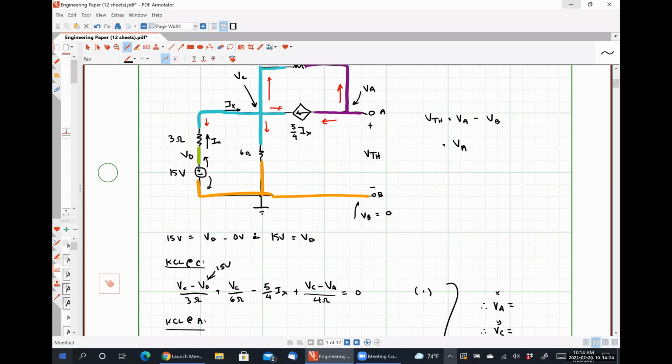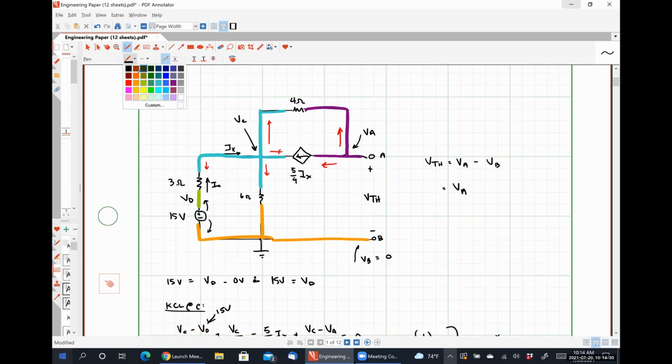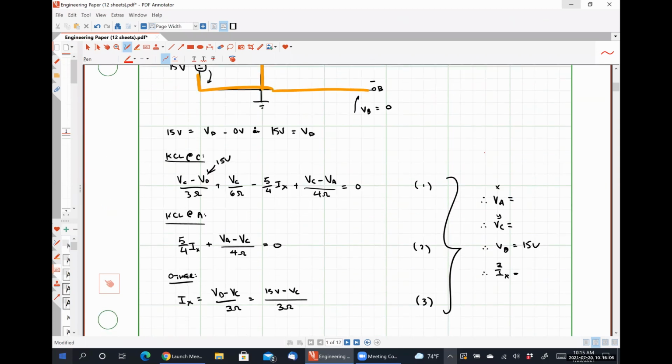So IX is VD minus VC over 3 ohms for the exact same reason that this current right here is VC minus VA over 4 ohms. It's just the voltage drop over the resistor divided by the resistor value. Got it. Thank you. Yep, and just to be clear, this one right here is VA minus VC over 4 ohms because we consider it to be originating from node A and ending at node C. All right, so let's get back to that system of equations and start solving.